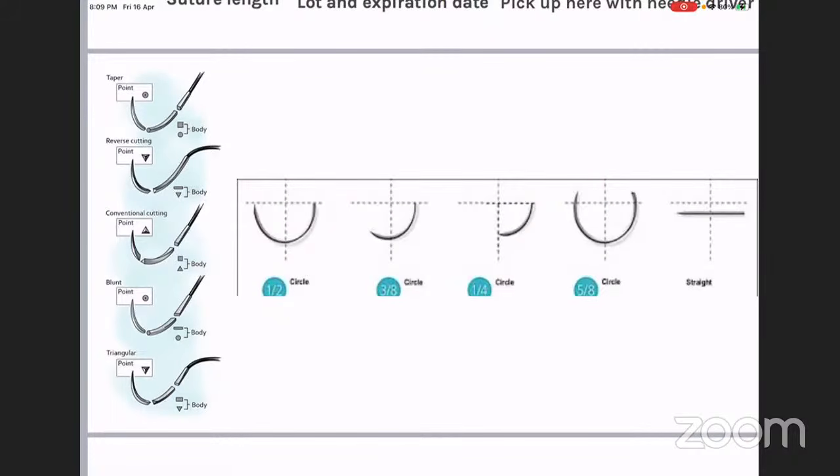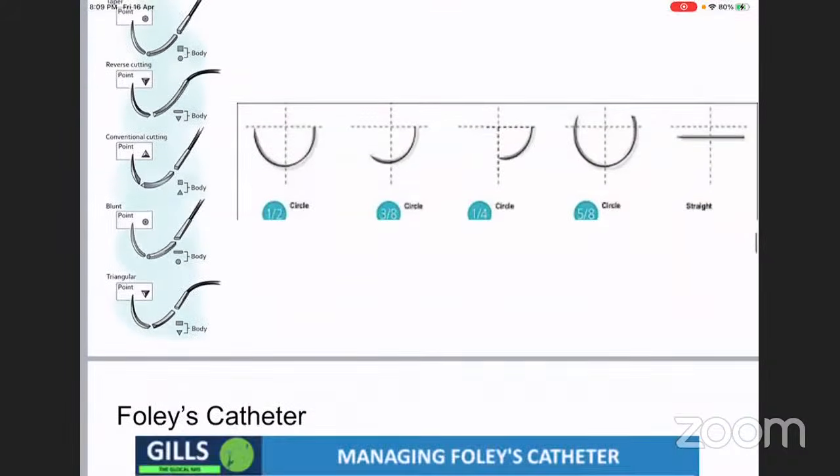So that can leak. And whenever you use a cutting needle, it can injure the tissue and cause the tissue to get torn or dissected, which is why we avoid cutting or reverse cutting needles in case of delicate tissues like bowel and blood vessels. Okay, so that is how you choose your needles.